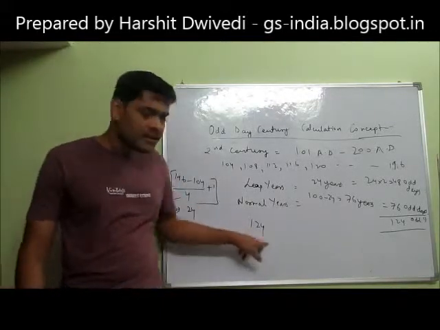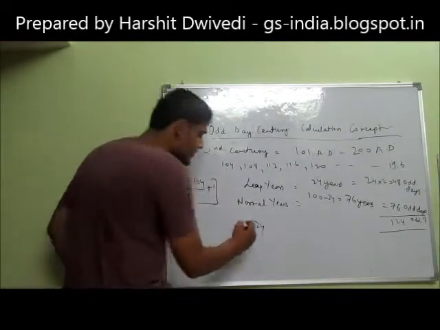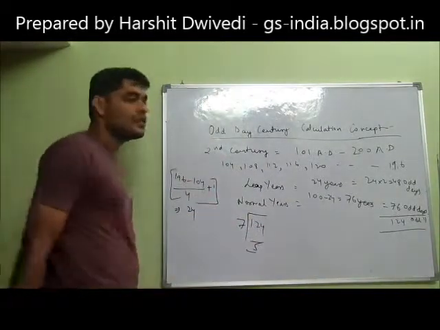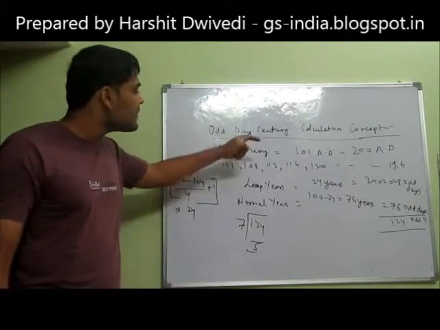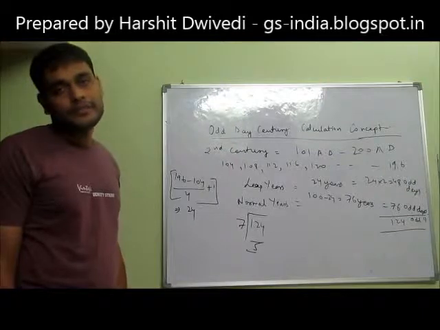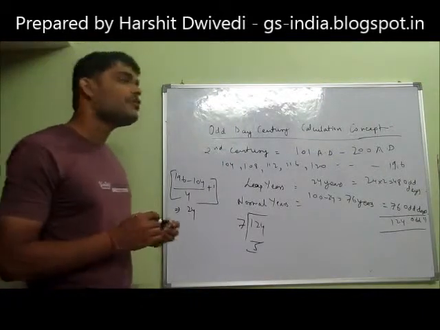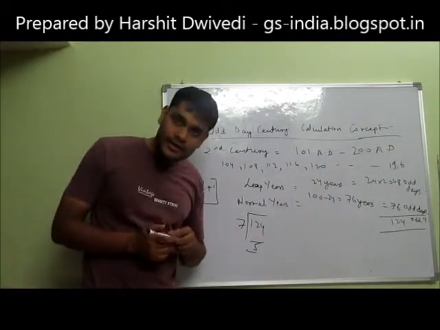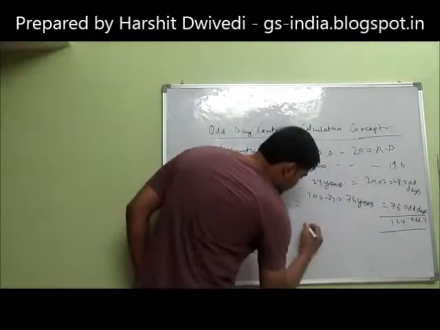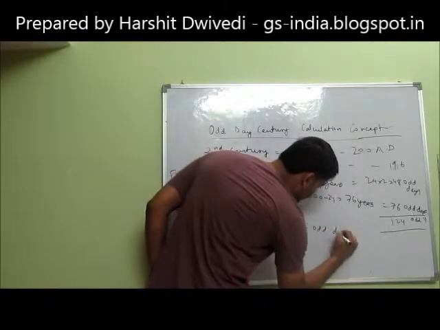So here what are the extra days I got? 124. I am going to divide it by 7 and again I get the remainder as 5, as in the previous case. So in the 2nd century, the number of odd days is also 5. That means the number of odd days in the 1st century was 5, and the number of odd days in the 2nd century is also 5. 5 odd days.